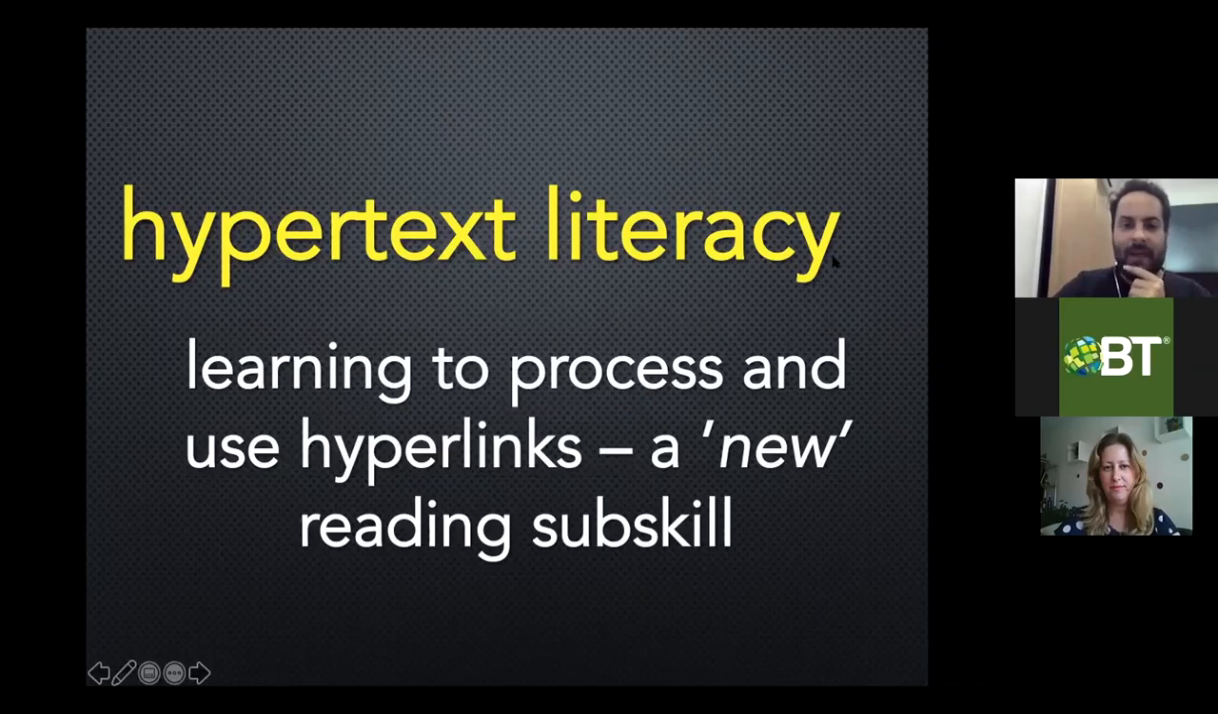Moving on, we have the hypertext literacy, which means learning to process and use hyperlinks. And I say this is a new reading subskill because really, when you compare reading a text on paper to reading a text online, the experience is totally different. And many of the subskills that students have to use are different.